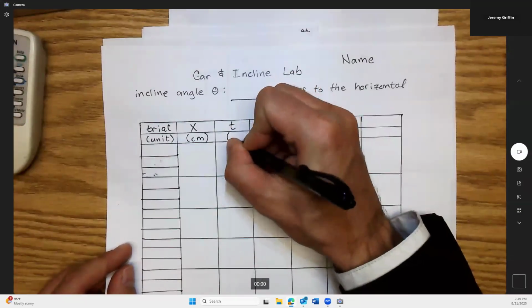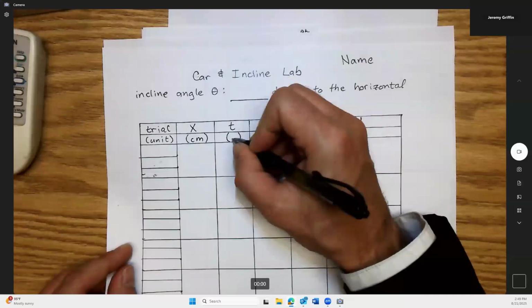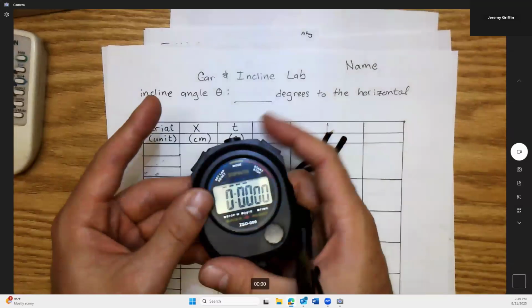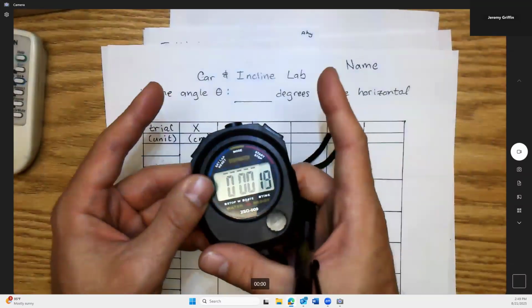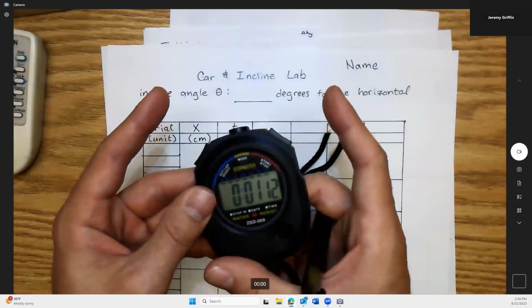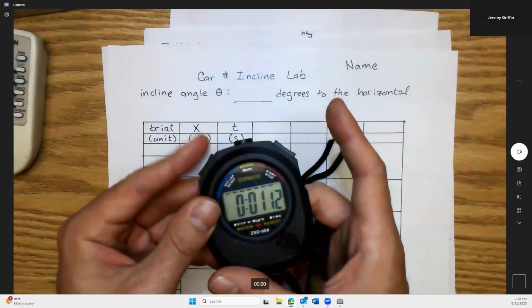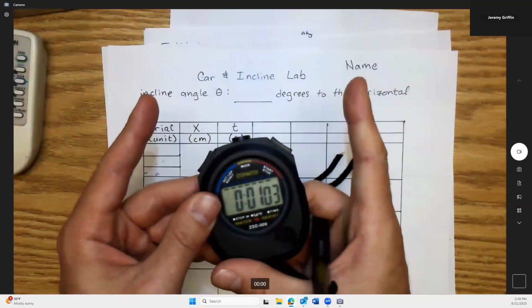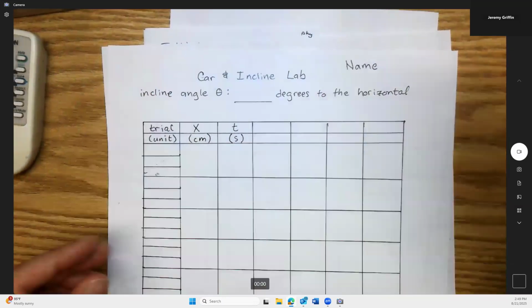What could time be measured in? Seconds. Yeah, seconds. You have some stopwatches back there. This right button will start and stop. Start. Stop. That was 1.12 seconds, and then this left button will clear it. Start, stop, and then clear.